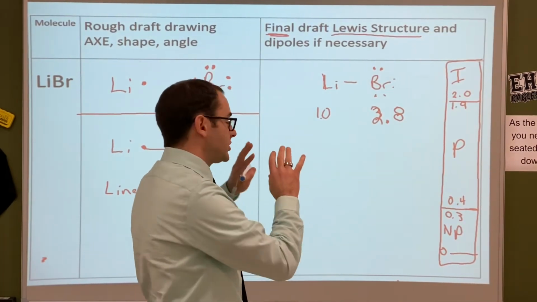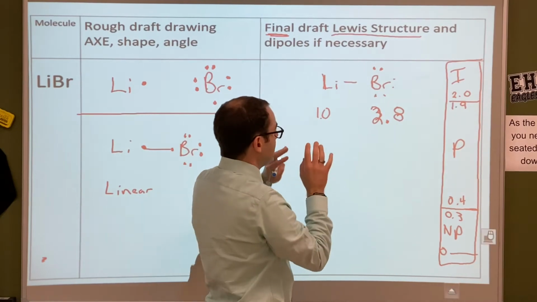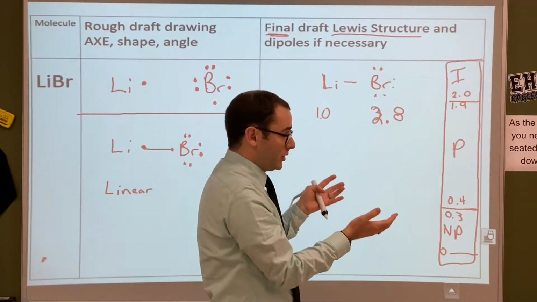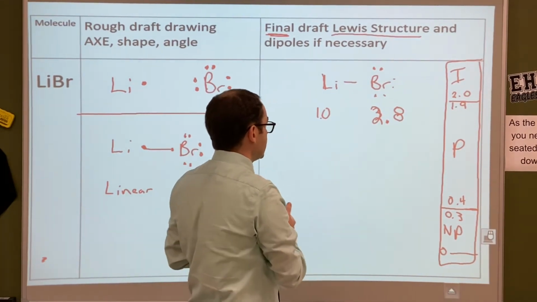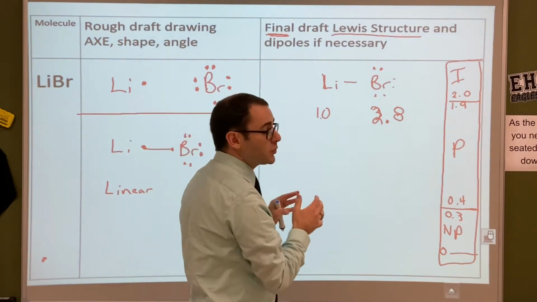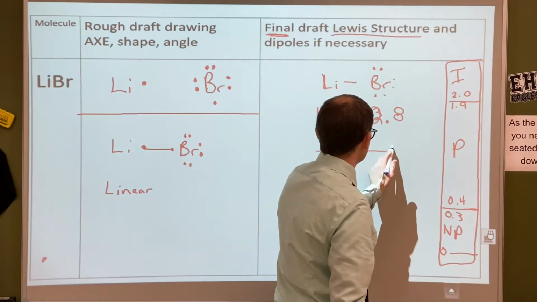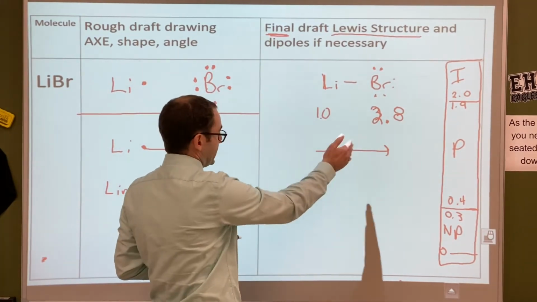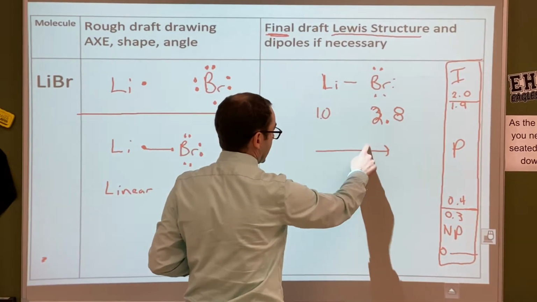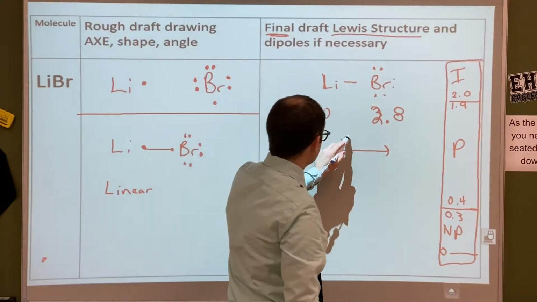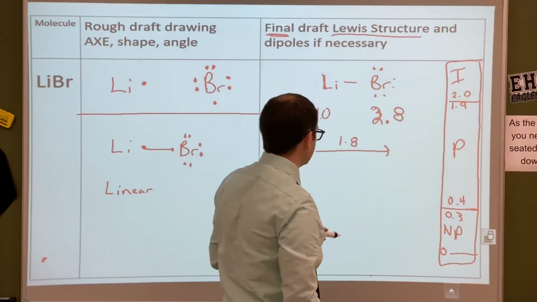Now, luckily, this is just kind of like a little line here, so it's going to be polar just because there's not a lot of differences in the shape. But let's check it out. Which way do I draw the arrow? Yeah, towards the bromine. All right, so we're drawing it towards the bromine from the lithium because that's where the electrons are going to hang out. They're going to hang out by the bromine. You said it was 1.8. All right, so it's going over there.